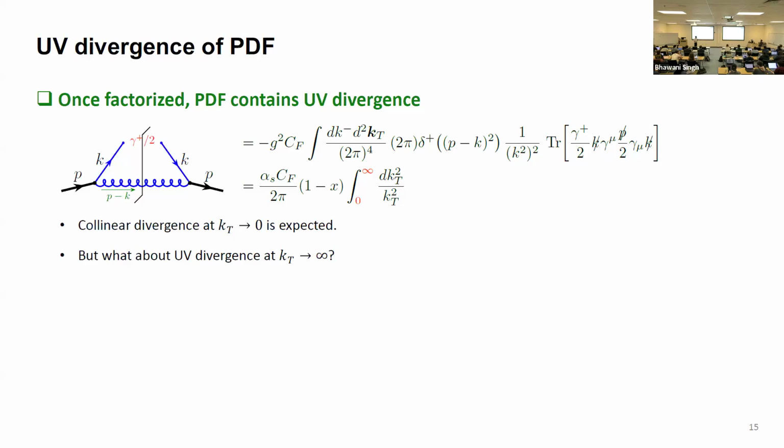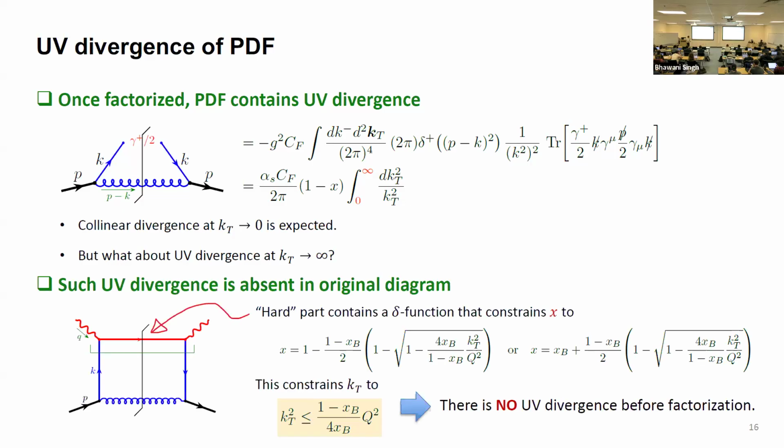And now we see that we have two kinds of divergences. We have a divergence when kt goes to infinity. We have a divergence when kt goes to 0. And the divergence associated with kt going to 0 is something we expected, because that's exactly the part we meant to extract from the full diagram, the collinear singularity. But what about the divergence when kt goes to infinity? And that is UV divergence, right? And where does this UV divergence come about?